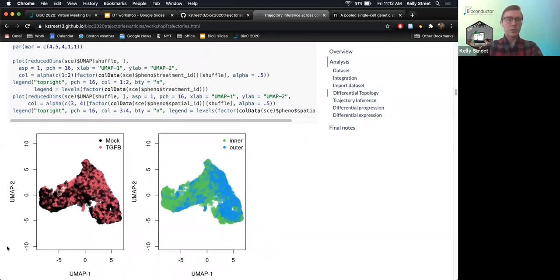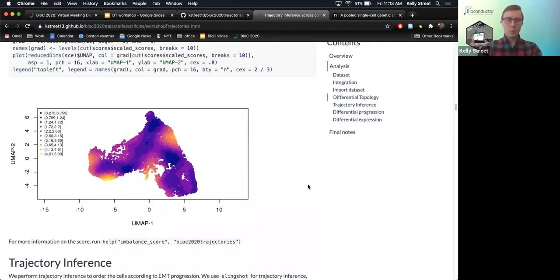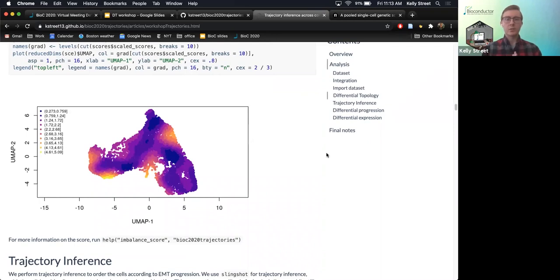The Mach and the TGF beta, in red and black on the left here, both are very well represented throughout this lineage. And then I mentioned at the beginning, we've got two different areas of the plate from which cells were collected. There's inner and outer. And we can see that there's more inner cells towards the left, more outer cells towards the right. And so that gives us an idea of the orientation of this trajectory. That probably indicates that the left side is our early pseudotime and the right side is our late pseudotime. And so this is what we're going to be talking about when we talk about differential topology.